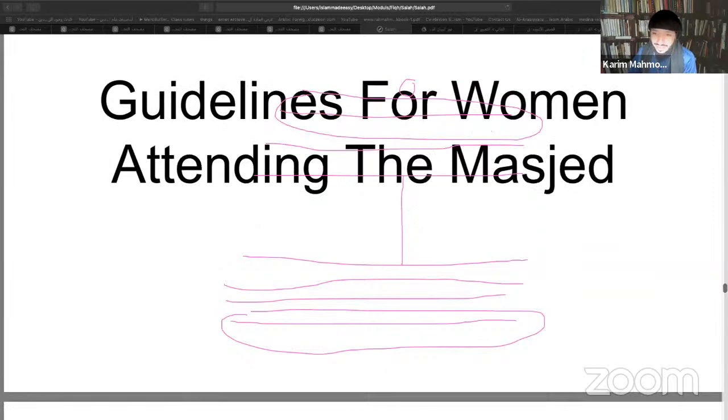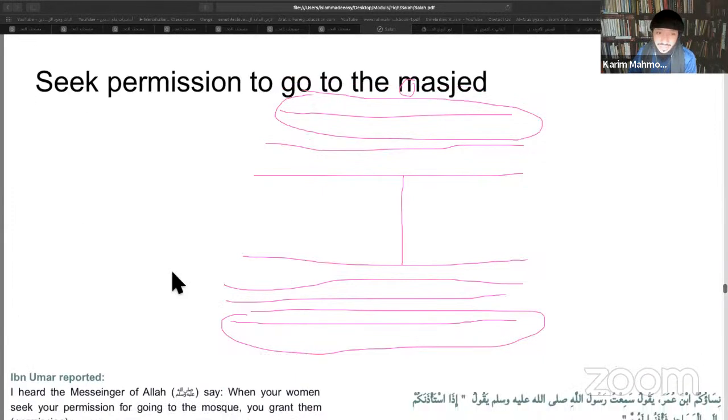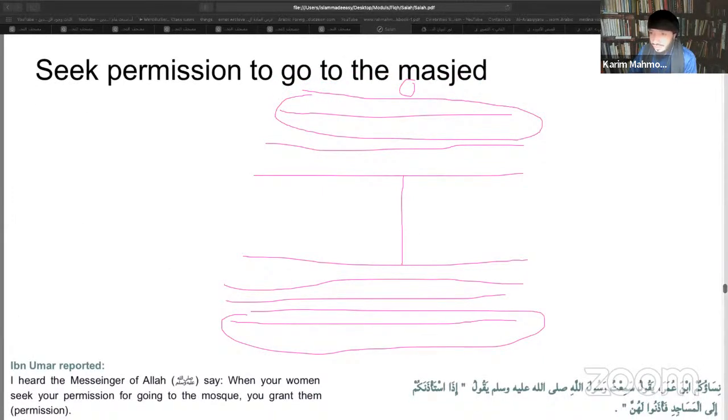Got you. Okay, let's talk about some rulings pertaining to women in the masjid. Seeking permission to go to the masjid. This is a general thing: if a woman goes out, she is supposed to seek permission before going out. If they're married, specifically before they go to the masjid, they seek permission from the husband. And it is forbidden for a man to forbid his wife from going to the masjid.